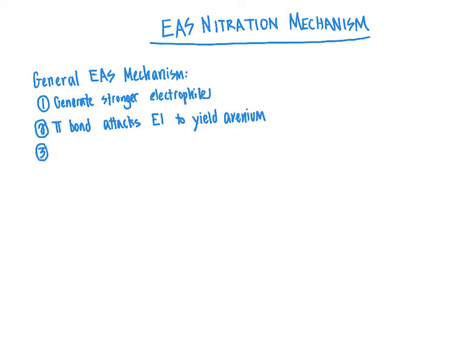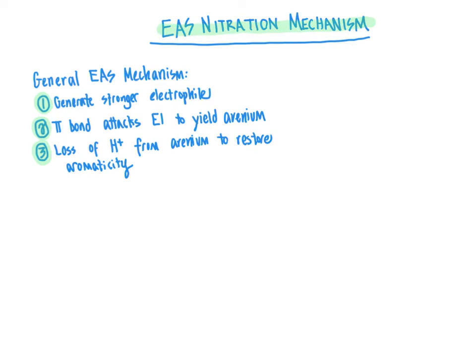And then finally, the third general step in these mechanisms is the loss of a proton from the Arenium ion in order to restore aromaticity. So we lose a proton in this elimination type reaction from the Arenium ion to restore aromaticity. So what we are going to do for this reaction, the nitration reaction that we're focusing on here, is we are going to look at how we apply these three general steps to our specific scenario of a nitration reaction.